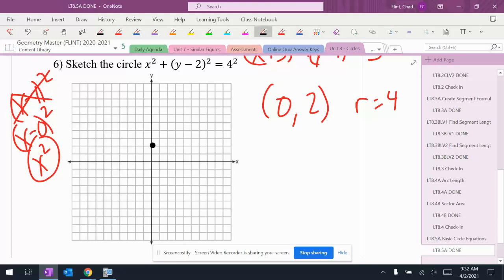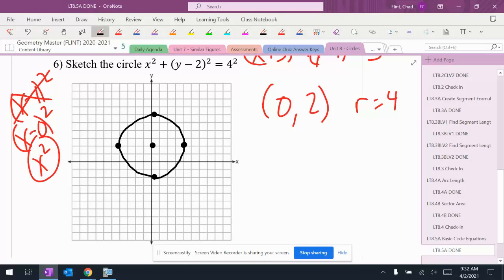So 1, 2, 3, 4 in each direction. And it says sketch doesn't need to be beautiful. So I'm just going to kind of draw a circle. I'm actually okay at drawing circles. So maybe that's not a terrible looking circle, but I established that I understood the radius is supposed to be 4 by going 4 in each direction. And then if my circle's not great, then I leave it.